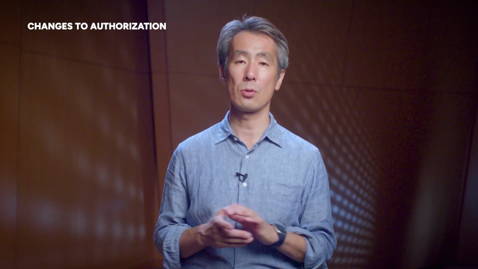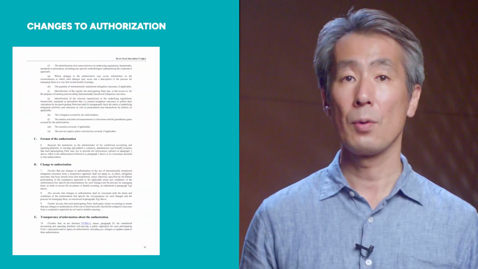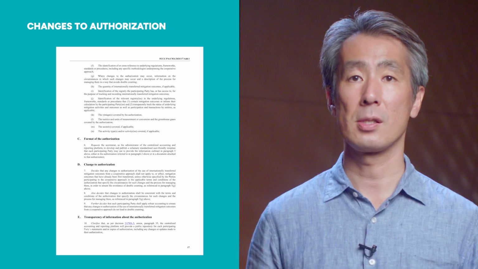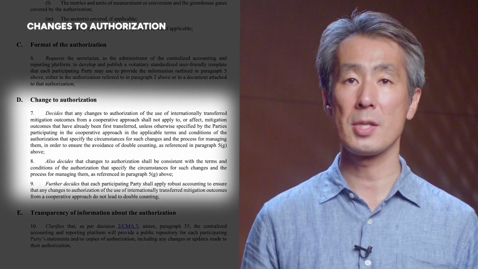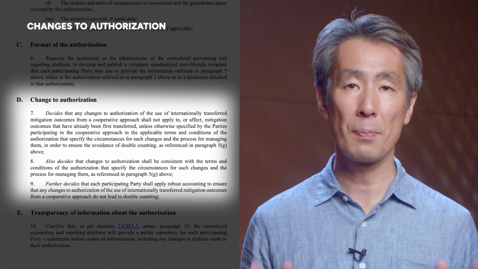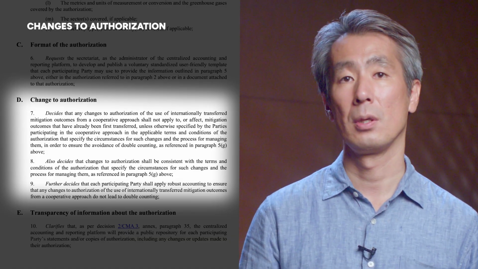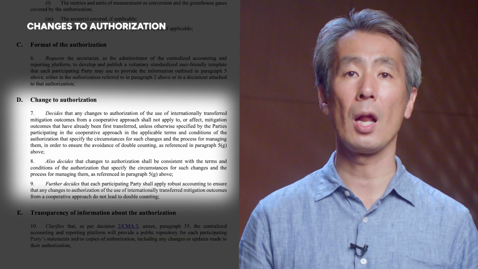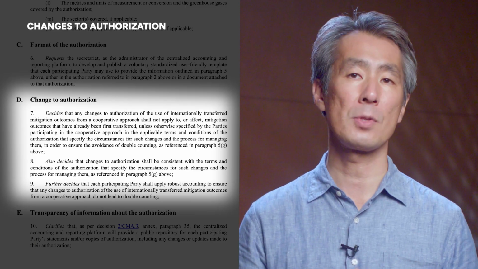Sometimes a country may need to change a previously issued authorization due to certain circumstances or unmet conditions. Any changes must follow Article 6.2 guidance and be reflected in national reporting. However, a key rule is this: once a mitigation outcome has been first transferred, the original authorization typically cannot be changed, unless this was clearly allowed in the initially communicated terms and conditions.